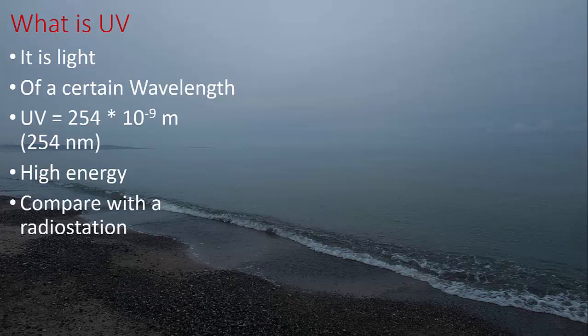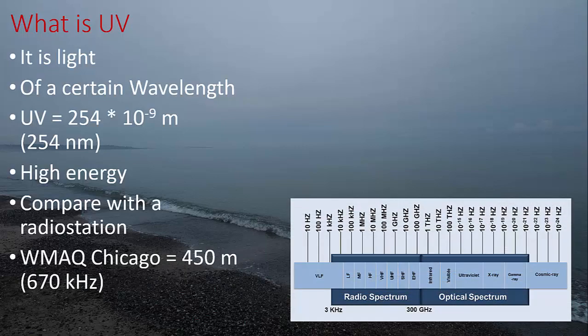If you compare wavelengths to a radio station, for example, let's take WMAQ in Chicago, which has a wavelength of 450 meters or a frequency of 670 kilohertz. On the picture here, you see the radio spectrum, and the WMAQ AM station is here. And the UV for disinfection you'll find in the ultraviolet spectrum, which is here. So that gives you an idea of what we're talking about wavelength-wise.